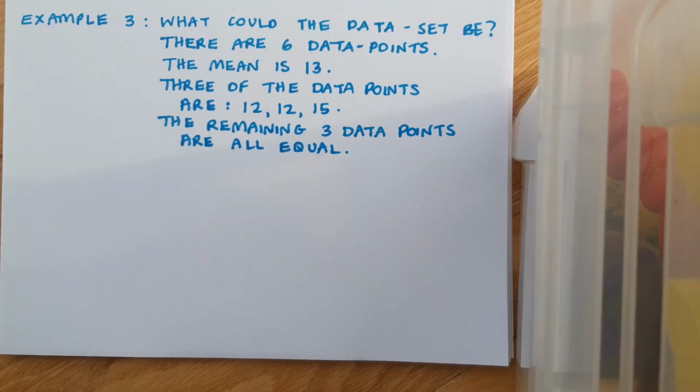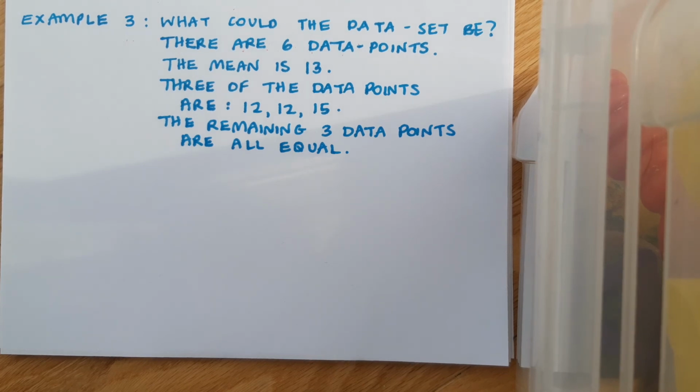And here's example 3. What could the data set be? There are 6 data points. The mean is 13. 3 of the data points are 12, 12 and 15, and the remaining 3 data points are all equal. Now notice this time I don't know mode, I don't know median, I don't know range. It probably won't be hugely helpful for me to draw a line plot because I haven't got anywhere that I can begin with it. However, I can still proceed on the basis that I know the mean.